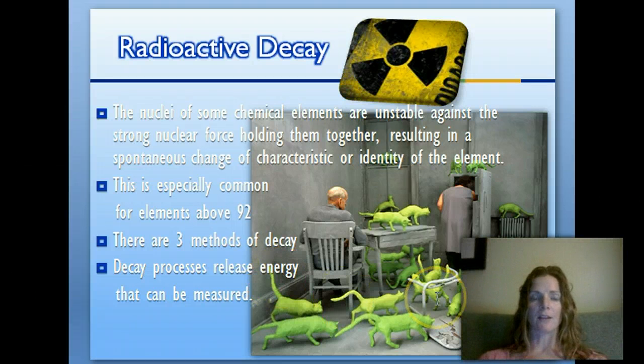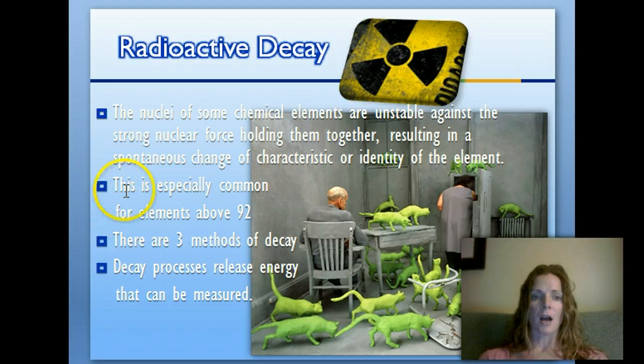radioactive decay. And I love that term because it just makes me think of crazy mutant things like this picture. So radioactive decay, the nuclei of some chemical elements. Remember, the nucleus is the protons and the neutrons in the center of an atom, okay? Well, some of those are unstable against the strong nuclear force holding them together. So sometimes if they're unstable, it's going to result in a spontaneous change of characteristic or identity of the element. So basically, it's going to completely change that element because of the instability, okay?